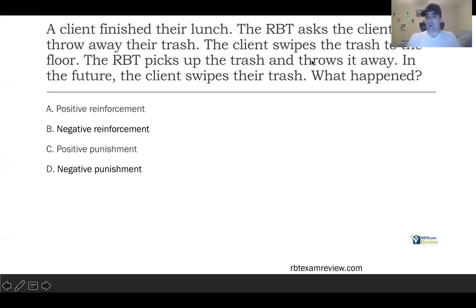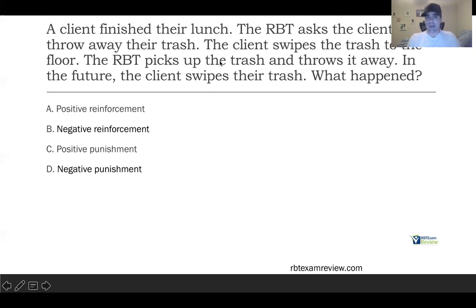So now we know our behavior. What happens? Well, in the future, the client swipes their trash. So what happened? The behavior increased. It maintained. Therefore, we know it's reinforcement. Remember, when the behavior increases, it's reinforcement. When it decreases, it's punishment. So it's a dead giveaway that if in the future they're swiping the trash, it's reinforcement. So we know it has to be A or B.